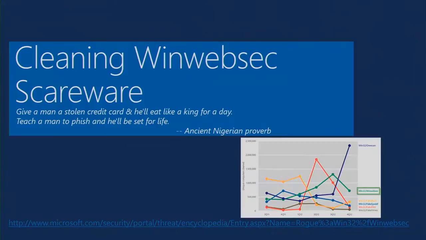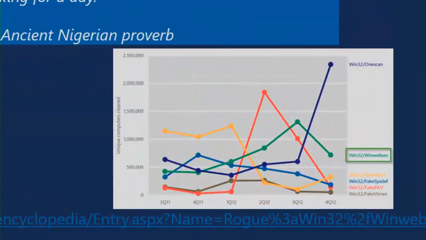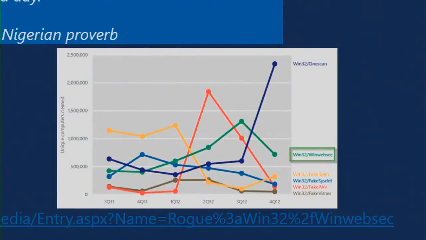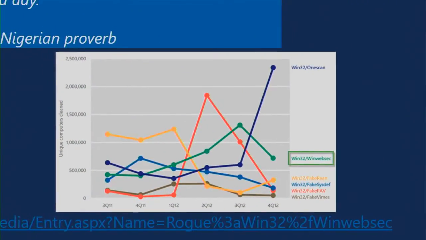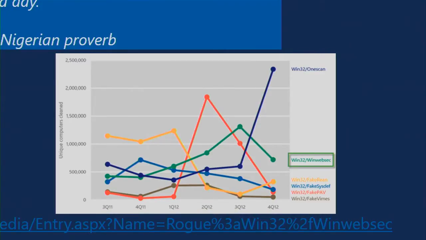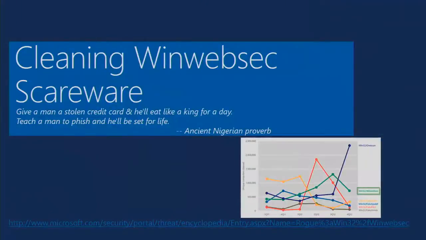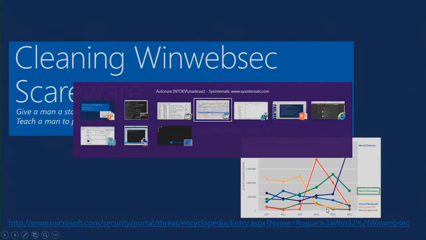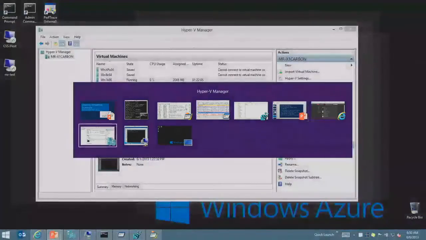is a piece of live scareware called WinWebSec, and I picked this one because if you look at the latest Microsoft Security Intelligence Report, you'll see that when it comes to scareware, WinWebSec is still currently the second most prevalent piece of scareware, and it's been the most prevalent up there floating around for several years now, really impacting people. If you go to this link down here, which I've got opened up in the browser, where did the browser go?